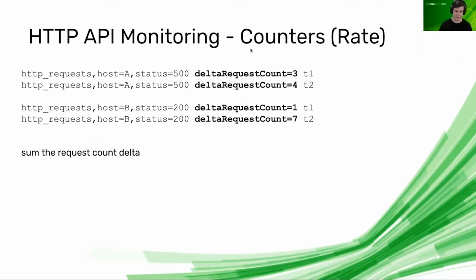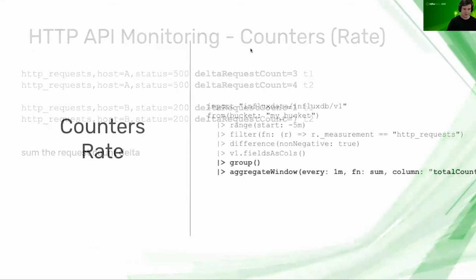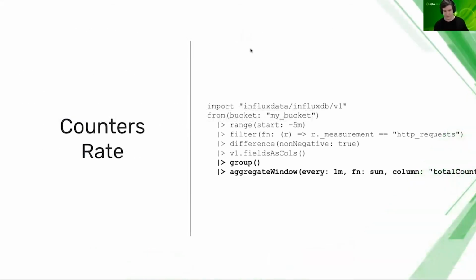And to get the rate, all we have to do at this point is sum all of the values for that counter up, right? So it changed by 3, it changed by 4, we want to know it changed by 7. To do that, we're going to add a group to put everything into the same group, and then we just apply the sum to total count, which just has the count of all of the requests.